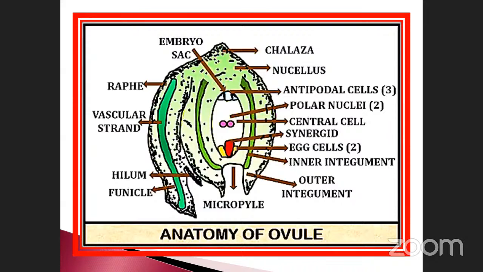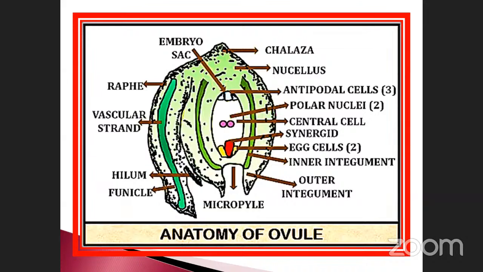You see that one; this is called the funicle. This one is called the xylem, the vascular strand. This is called the raphe. This is the outer integument and inner integument. Inside, there are 8 cells with 8 nuclei. This is the female gametophyte, otherwise called the embryo sac.